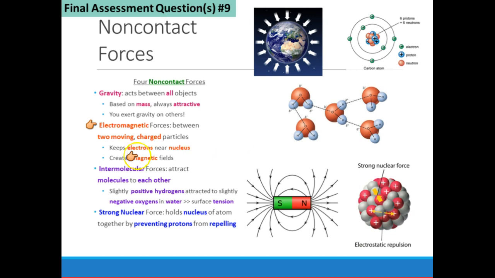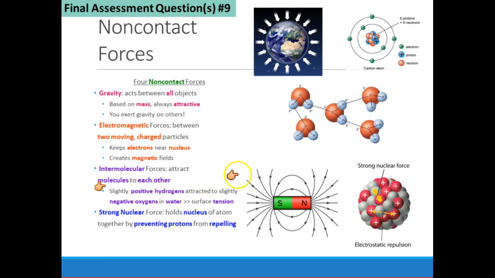Now, electromagnetic forces are the forces between 2 moving charged particles, and this is what, for example, keeps electrons near our nucleus. As we talked about in our most recent unit, moving particles are also what creates magnetic fields. Intermolecular forces are the forces that attract different molecules to each other. For example, when you have 2 separate water molecules, the positive hydrogens on one of them are attracted to the negative oxygens on another. This results in really strong surface tension on water, which is why, for example, we can pile a bunch of water onto a penny without it spilling over.